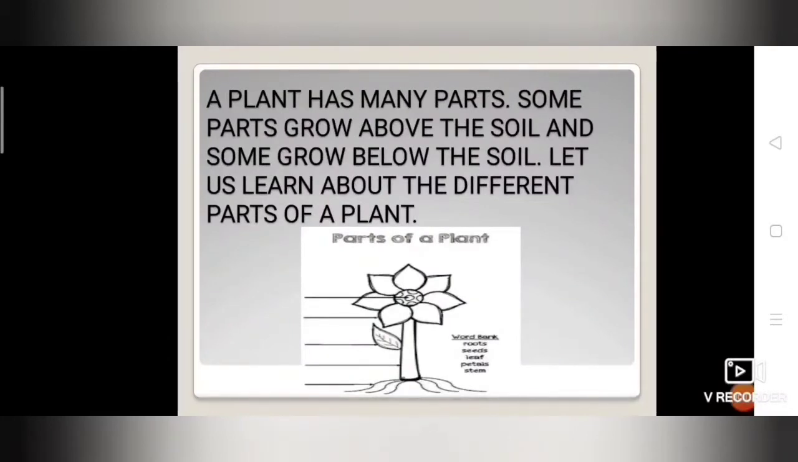A plant has many parts. Some parts grow above the soil and some grow below the soil. Let us learn about the different parts of a plant. For better understanding, we need to know in detail about the different parts of a plant and their functions. Let's have a glance at the structure of different plant parts and how they are beneficial to the environment.